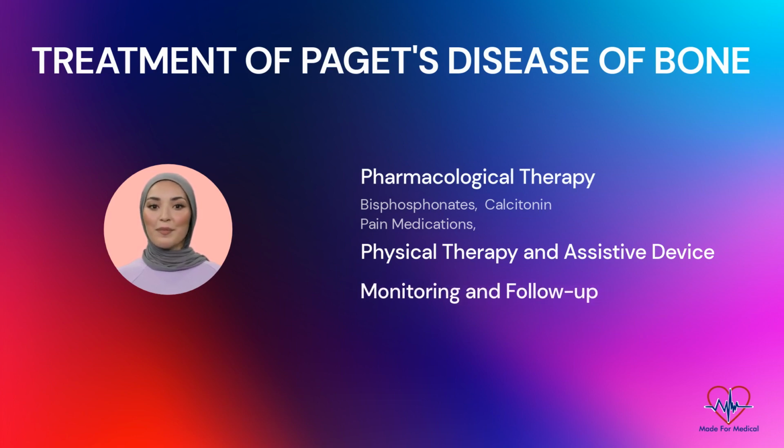Monitoring and follow-up. Regular monitoring of symptoms, bone markers, and imaging studies is essential to assess treatment response and detect any potential complications. Follow-up visits should be scheduled according to the patient's individual needs. Surgical interventions. Surgery is typically reserved for patients with severe symptoms, complications, or specific situations where surgical intervention is necessary. Surgical options may include joint replacement surgery, correction of bone deformities, or surgical stabilization of fractures.